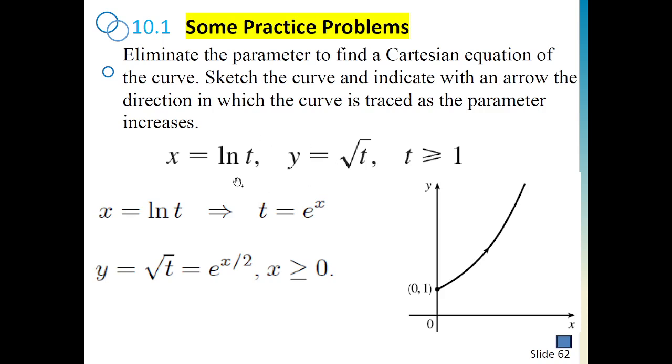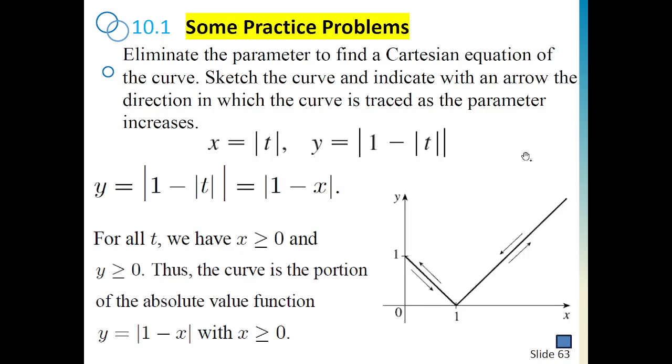Another interesting thing, log, and now t starts at 1, so x starts at 0 and y starts at 1, so x 0, y 1, and then the bigger the t, the bigger the x, the bigger the y, so we are going up. Now what is the shape of the curve? Well, x is equal to ln t, so how do we get t? We take the exponential, so t is exponential x, and we plug it into y, so we have y is the radical of exponential x, so exponential x over 2. So that's the shape of the curve, and we know that we start at 0, 1 and we go up.